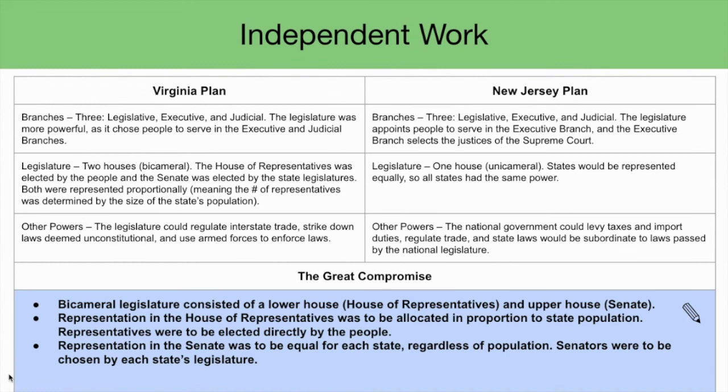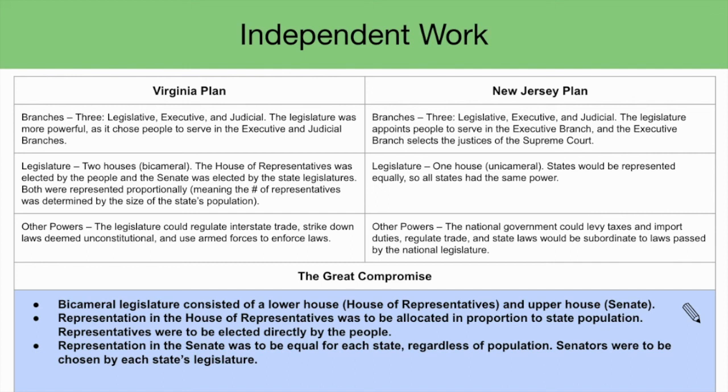Here we have the Great Compromise. Bicameral legislature consisted of a lower house, the House of Representatives, and upper house, the Senate. Representation in the House of Representatives was to be allocated in proportion to state population. Representatives were to be elected directly by the people. Representation in the Senate was to be equal for each state regardless of population. Senators were to be chosen by each state's legislature.